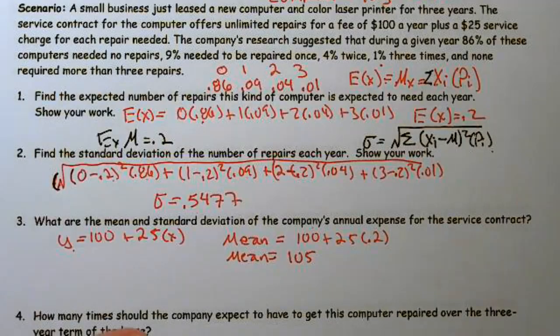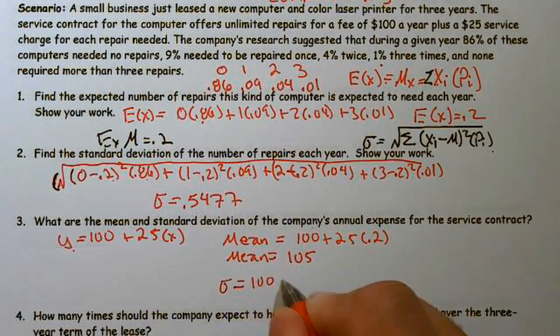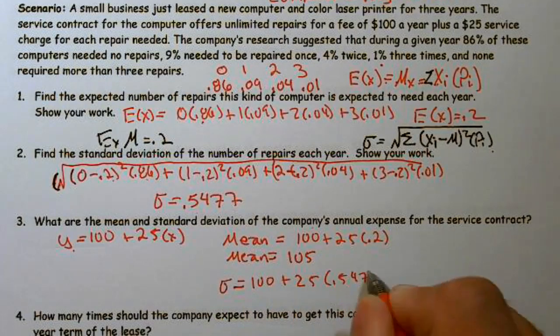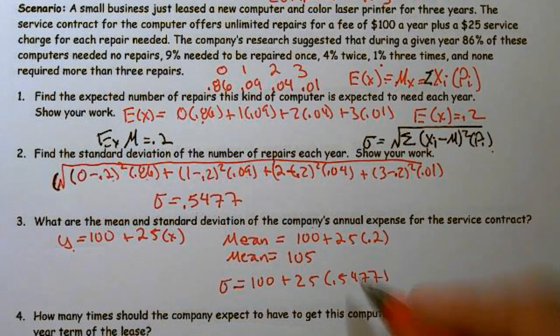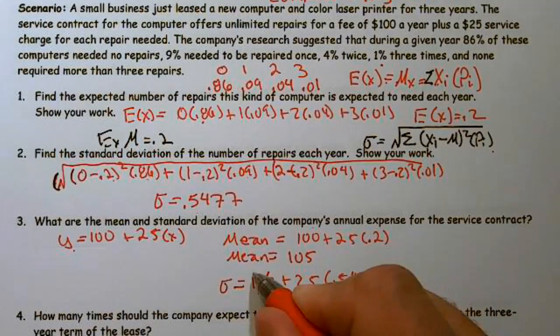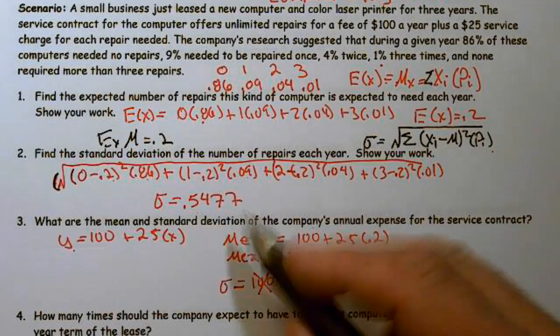But we haven't done the standard deviation. So I'm going to go back and use the same formula, which is 100 plus 25x, and plug in. But now we're looking for the standard deviation. So the standard deviation is 100 plus 25 times the 0.5477. This is where things get a little bit crazy. We have to be a little bit careful on this. Remember, we cannot add constants to measures of spread. So this $100 goes away.